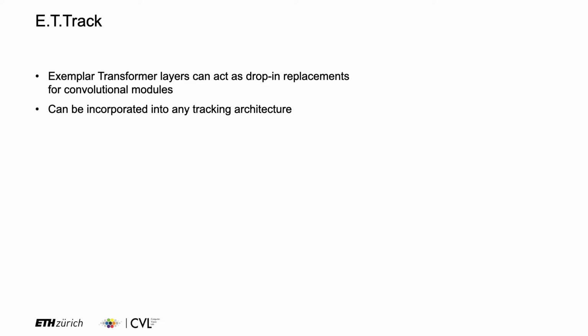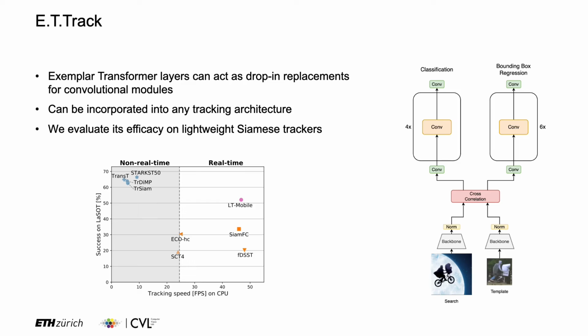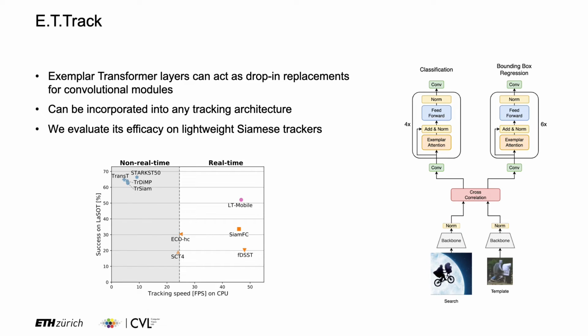Exemplar transformer layers can act as drop-in replacements for convolutional models, and they can be incorporated into any tracking architecture. In this work, we evaluate its efficacy on lightweight Siamese trackers. Recall the previous performance plot, with LT-Mobile shown on the right. We can replace a convolutional operation with our exemplar transformer layer, and this improves the performance by 7% with almost no degradation in runtime, and therefore still running up to 8 times faster than other transformer layers.